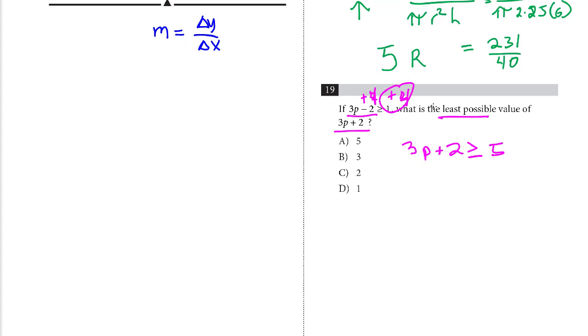Now I have my answer. What is the least possible value for 3p plus 2? Well, it's going to be equal to 5, right? Everything else has to be greater. So the correct answer for 19 is A, 5.